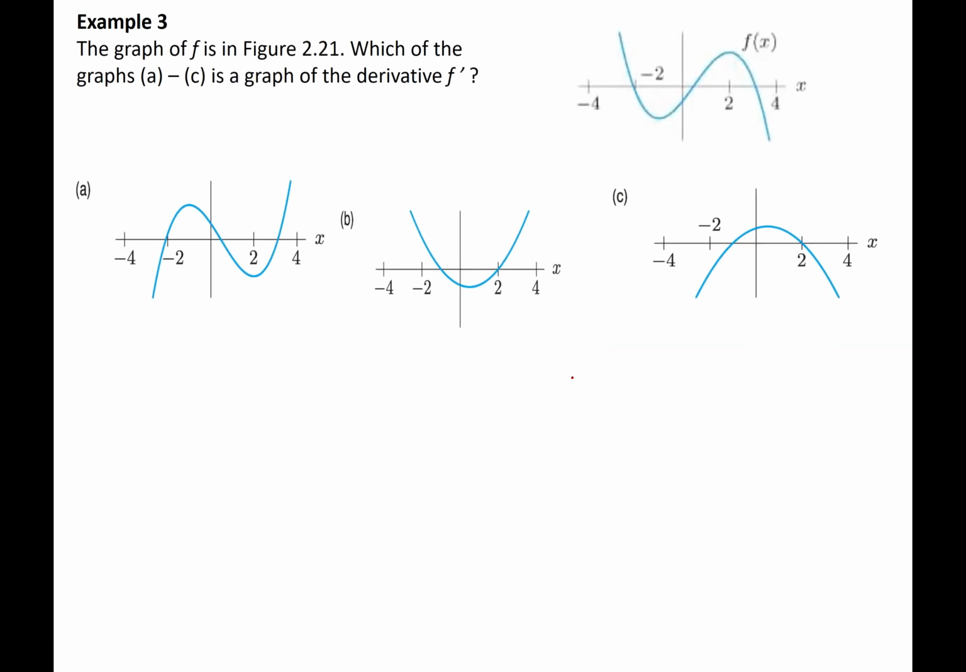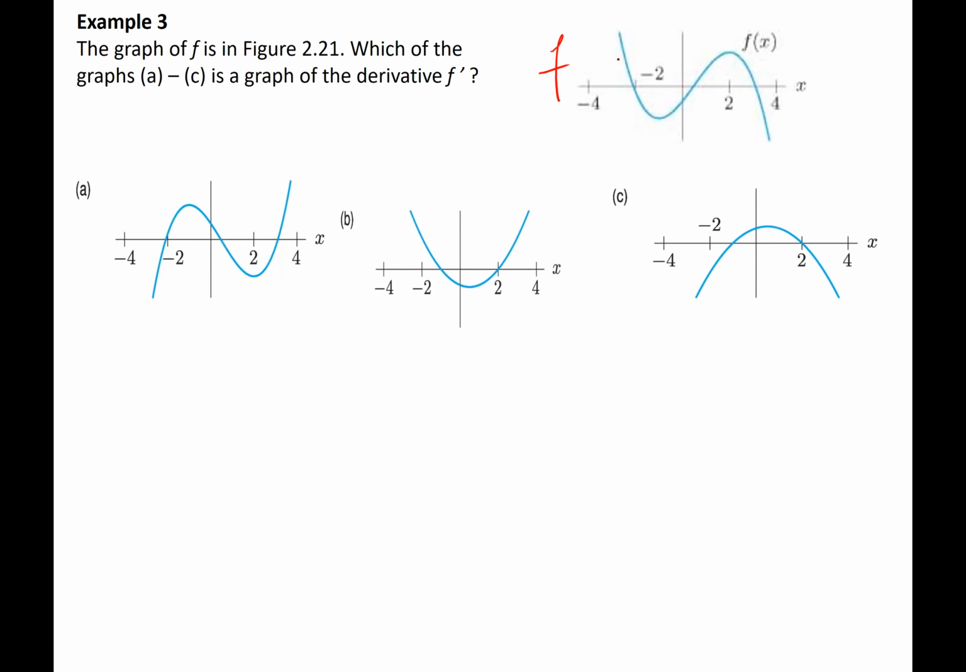We did this one. My next question is, we do have a graph of the derivative. That means this is f prime, right? And which of the graphs, A, B, or C, is the graph of, oh no, this is the graph of the function. The graph of the function is given. And now we have to figure out which of A, B, or C is the graph of the derivative of this function. Because we know how to read what the derivative is telling us.